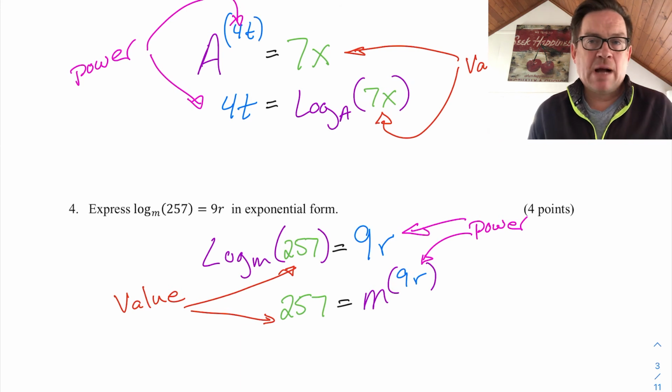And in practical problems, we do that to figure out where the variable is. We want to get the variable out of the exponent, so we switch to the logarithm form, or we want to get the variable out of a logarithm, so we switch to the exponential form. Either way.